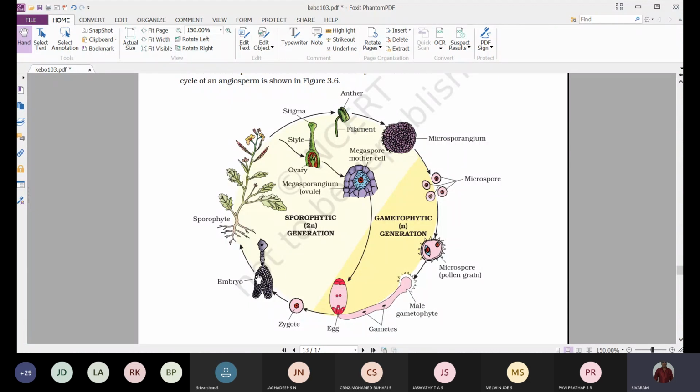And when these seeds fall in the soil, under suitable conditions, they give rise to a new plant. That is the total life cycle of an angiosperm.